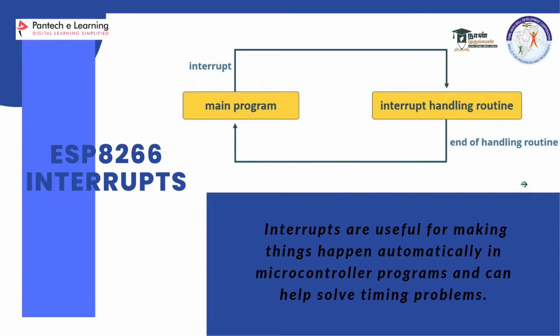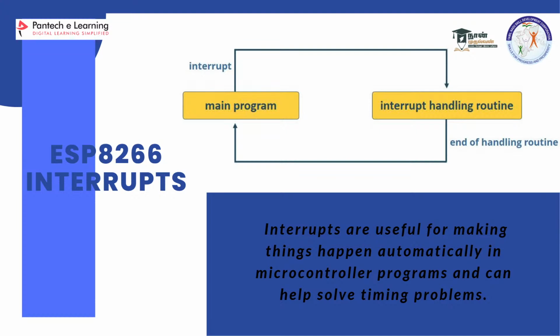So first, ESP8266 interrupts. Interrupts are useful for making things happen automatically in microcontroller programs and can help solve timing problems. With interrupts, you don't need to constantly check the current pin value. When a change is detected, an event is triggered, which means a function is called. This function is called the interrupt service routine, which is ISR.